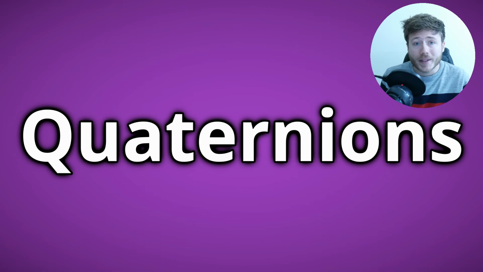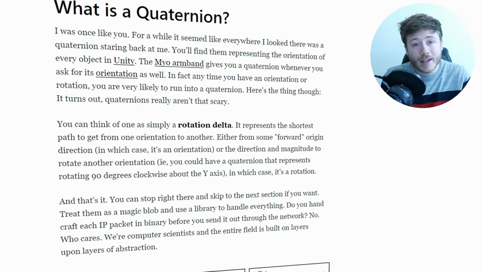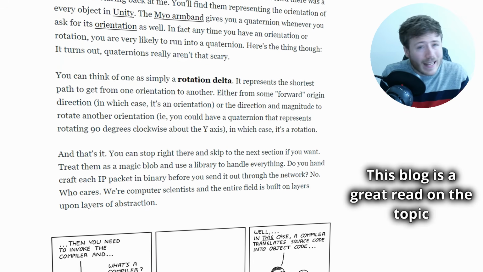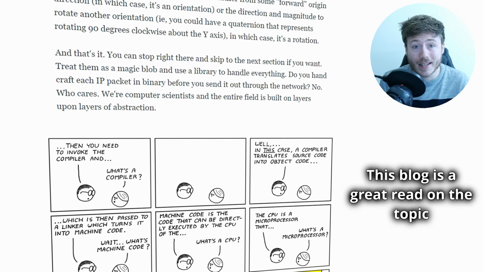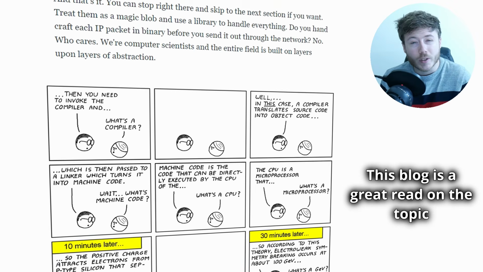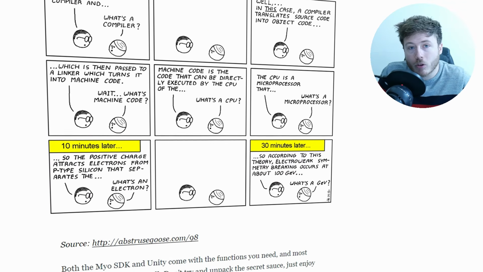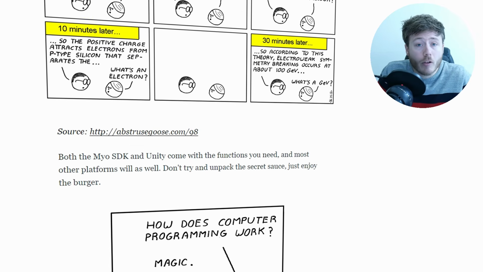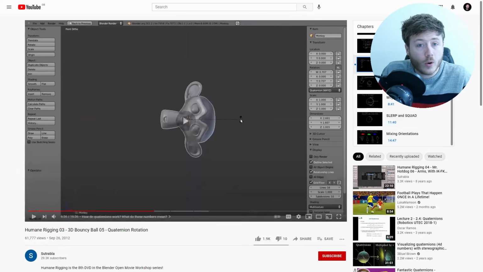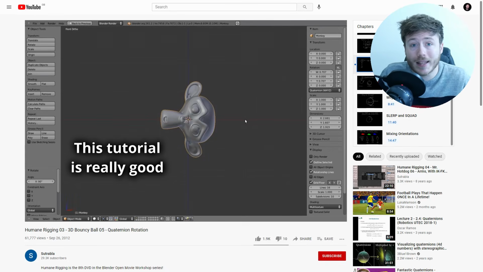Quaternions is something I always see mentioned when people ask, what sort of maths do I need to learn in order to do game dev? Quaternions are incredibly and completely undeniably useful when rotating objects in 3D space. I think of them as sort of a rotation delta. They are the shortest path to get from one orientation to another. You can have a quaternion that represents the current orientation of an object, or you could use a quaternion on another quaternion to rotate the first one by the second.